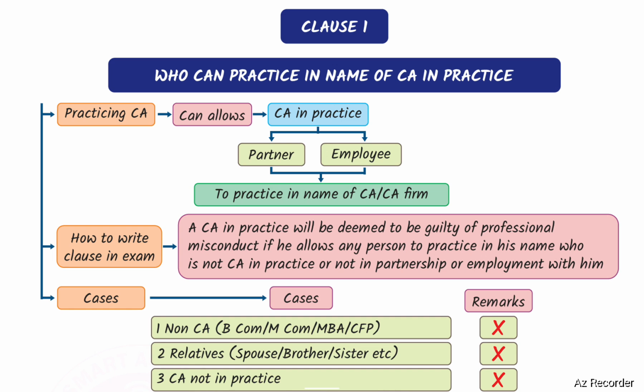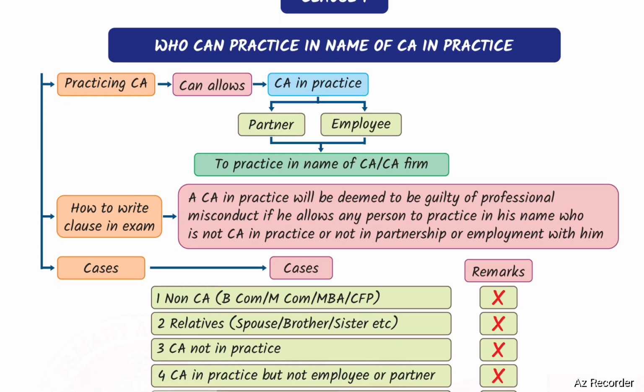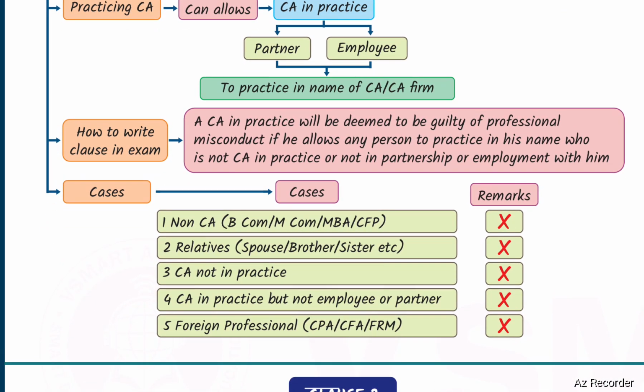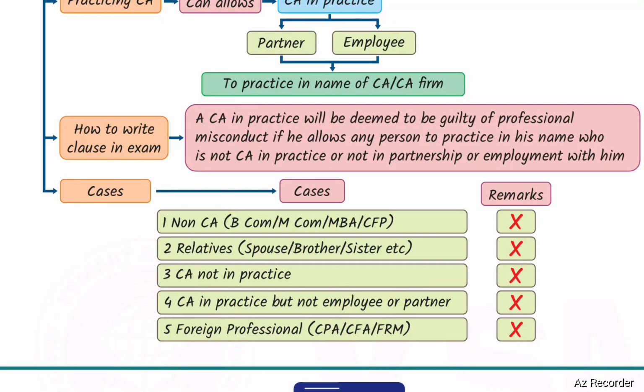A CA in practice shall be deemed to be guilty of professional misconduct if he allows any person to practice in his name who is not a CA in practice or not in partnership or employment with him. Can a non-CA practice in the name of a CA or CA firm? Answer is no. Can relatives practice? Answer is no. Can a CA who is not in practice?